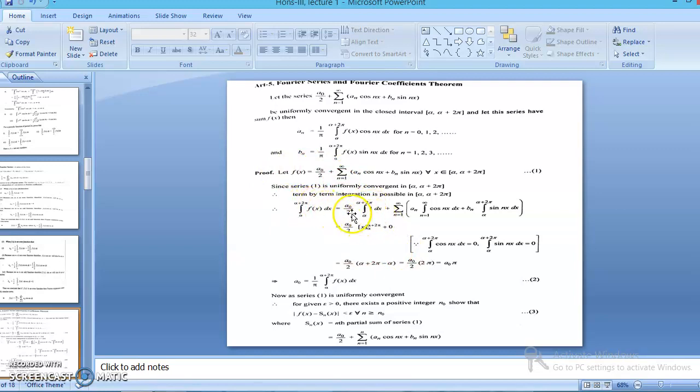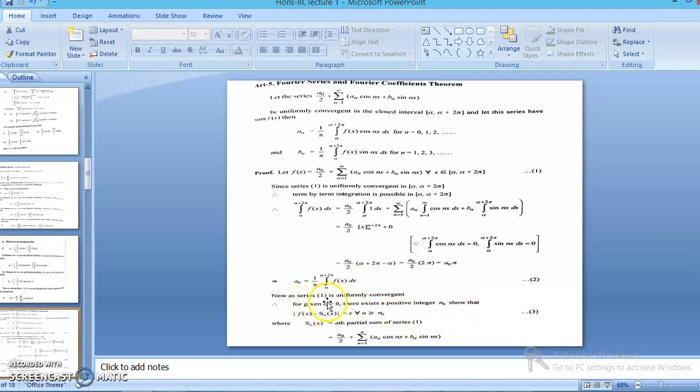The first term becomes a naught by 2 integral alpha to alpha plus 2 pi 1 dx plus summation n is equal to 1 to infinity. We take the integral of each term separately. As we have these results in the previous slides, so both these terms are equal to 0. So from this calculation, we find the value of the Fourier coefficient a naught is equal to 1 upon pi integral alpha to alpha plus 2 pi fx dx.